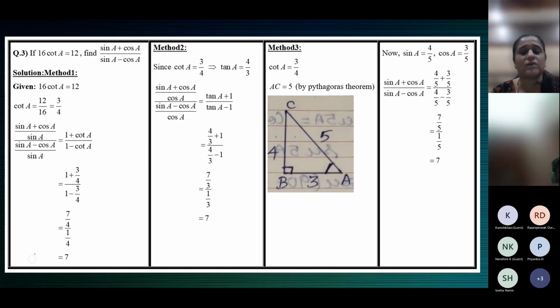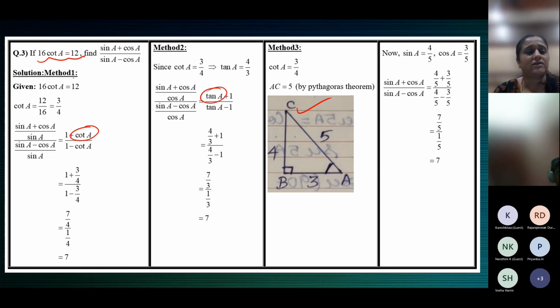The last method is what we normally do. When we are given the value of one t ratio, you can find the others using a right triangle. In method 2 and method 1, we divide the numerator and denominator either by sin A or cos A. When you divide by sin A, you get cot A. When you divide by cos A, you get tan A.